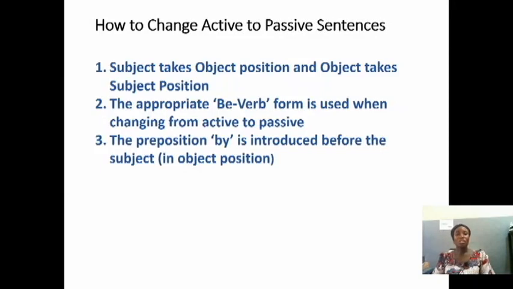Now, how do we change active sentences to passive sentences? There are basically three ways we can do this. Number one, you have to take note that the subject takes the object position and the object takes the subject position. Number two, the appropriate be verb form must be used when changing from active to passive. And then the preposition "by" is introduced before the subject in object position.